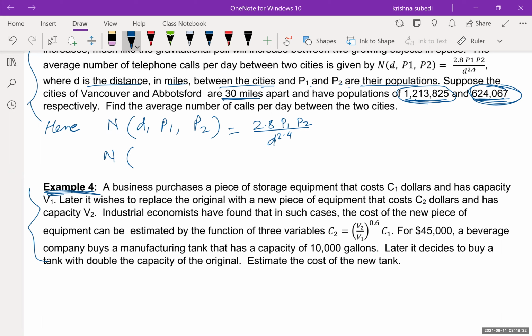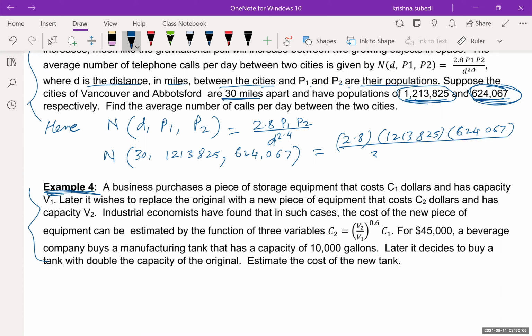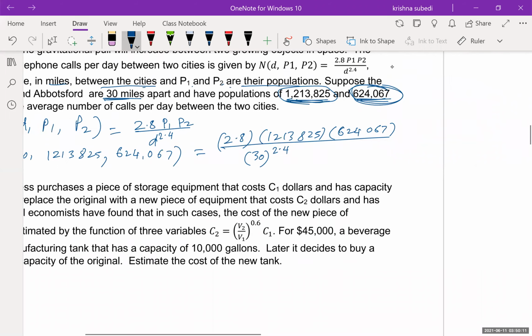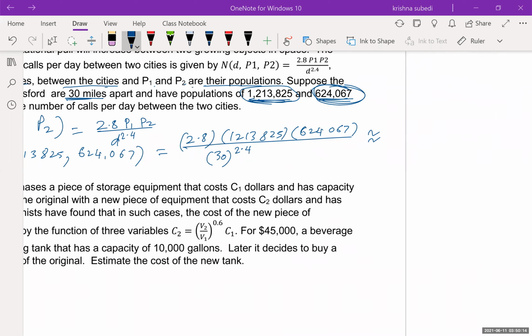So distance D is 30, P1 is 1213825, and P2 is 624067. Just substitute the values, and you're going to get 2.8 times 1213825 times 624067 over 30 raised to power 2.4. And if you calculate, what is the approximate value? Type in your answer in the chat box, please.